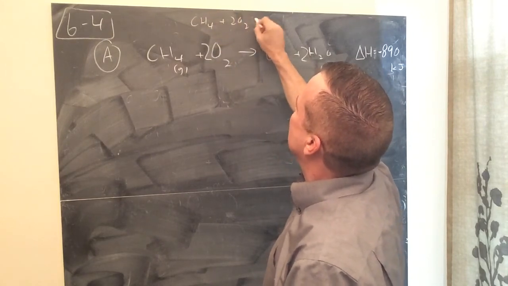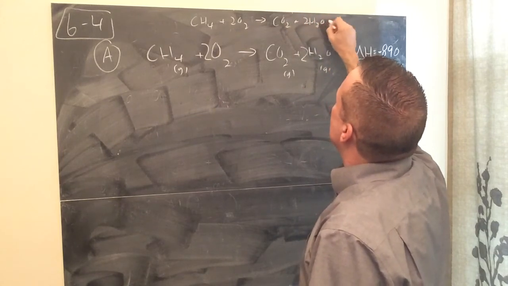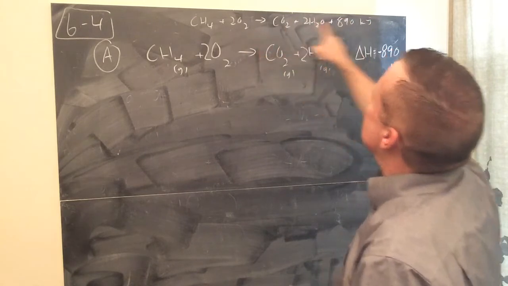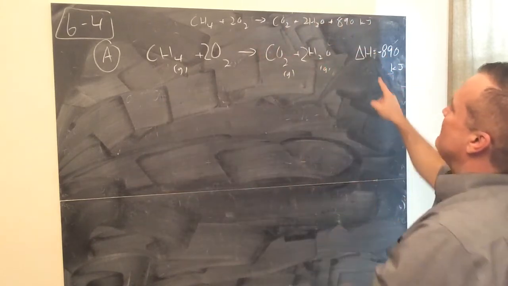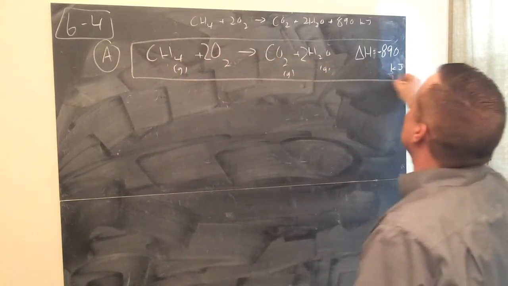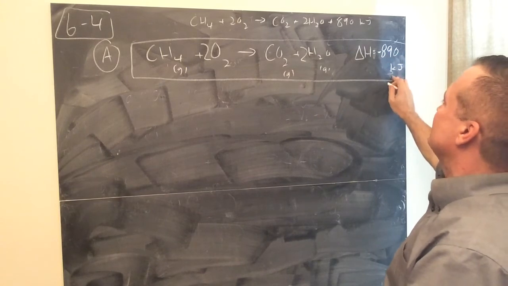CH4 plus 2O2 gives you CO2 plus 2H2O plus 890 kilojoules. Meaning heat is a product in this reaction. But this is the way that it will normally be written in this whole chapter of thermo. You'll see an equation, delta H, negative 890 kilojoules.